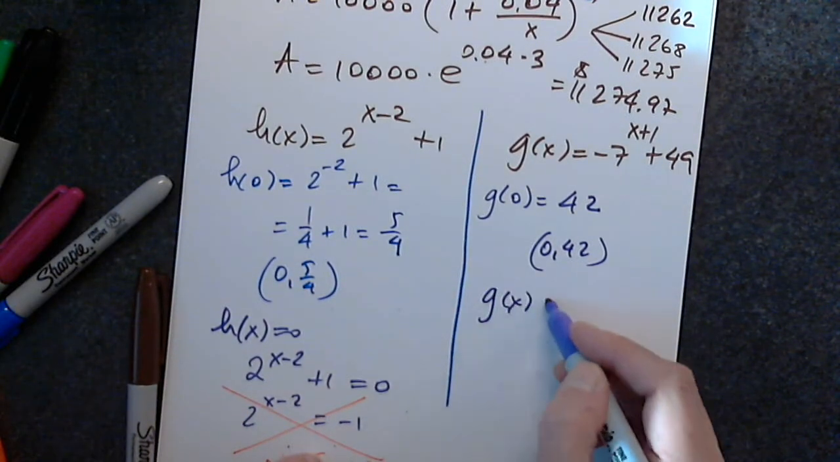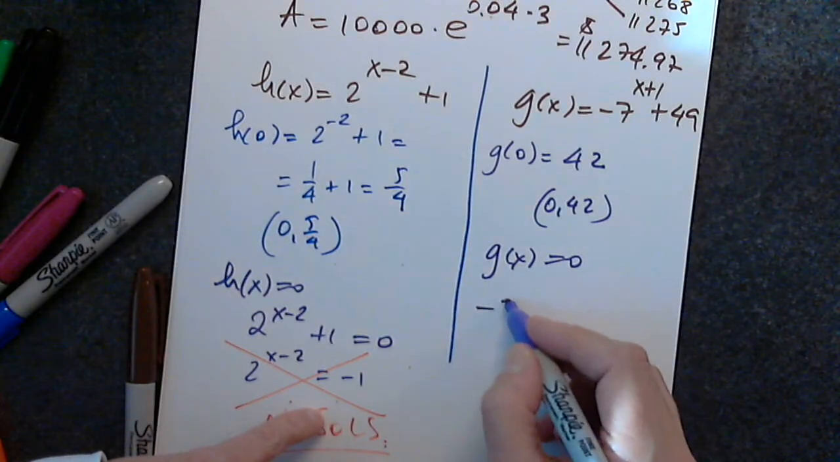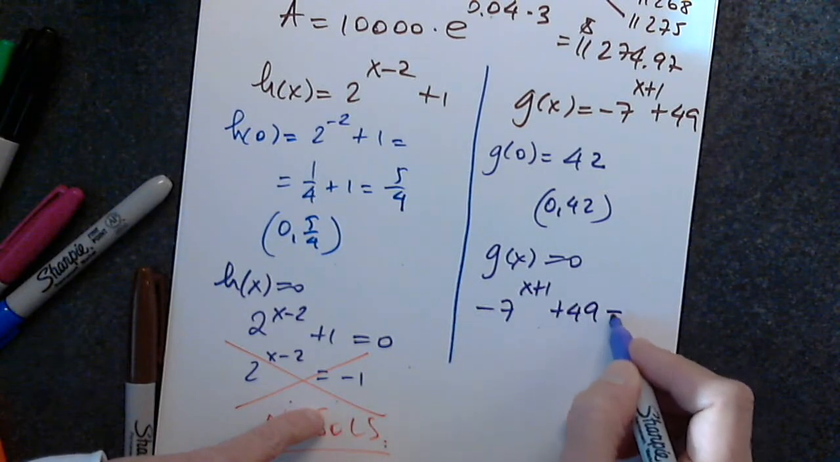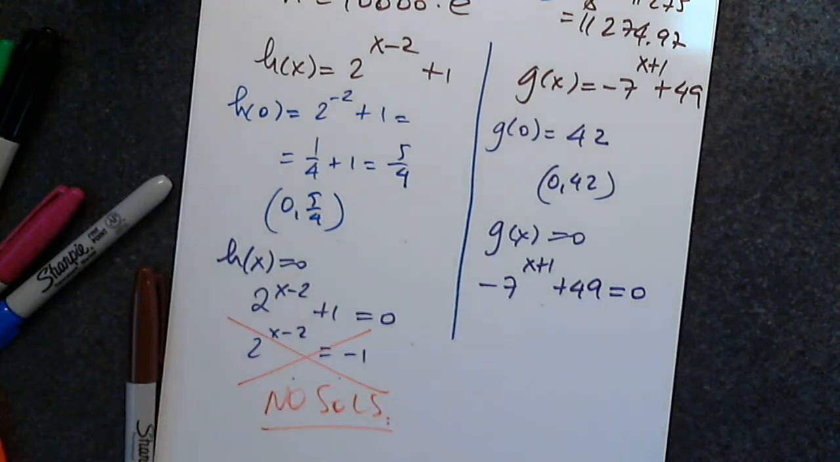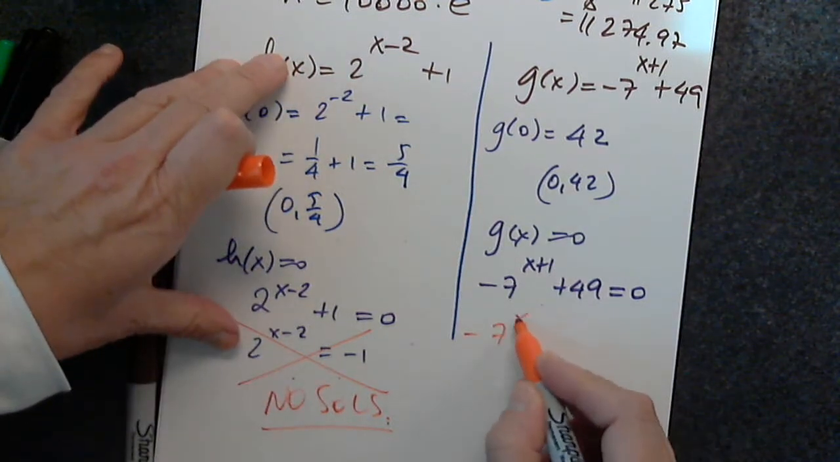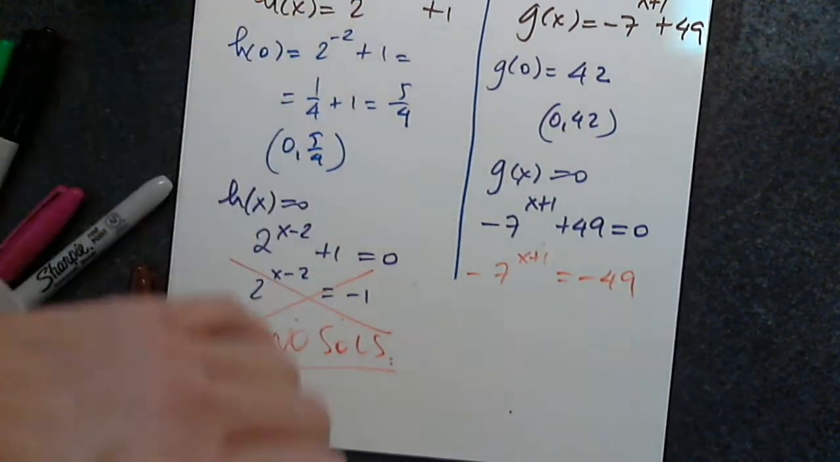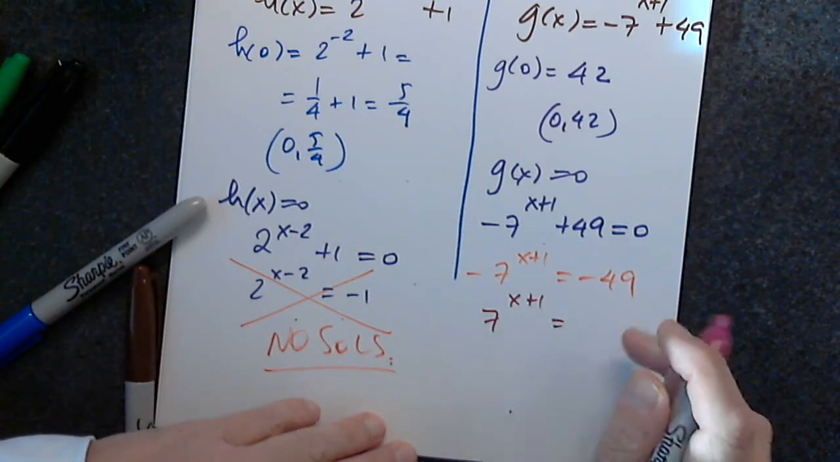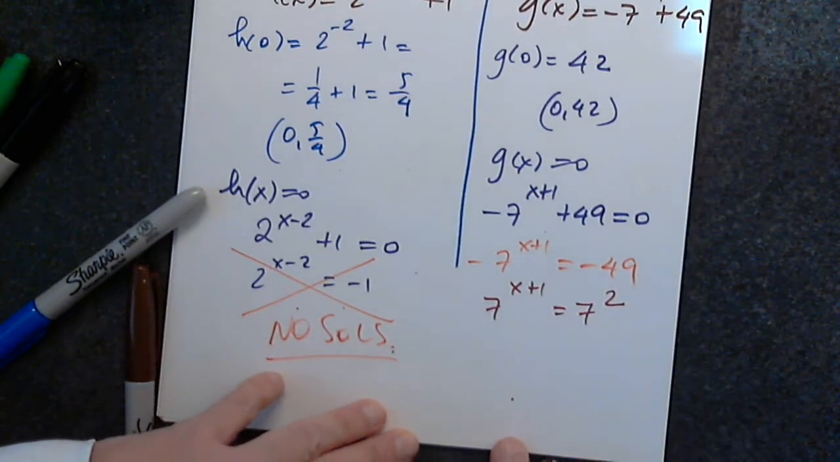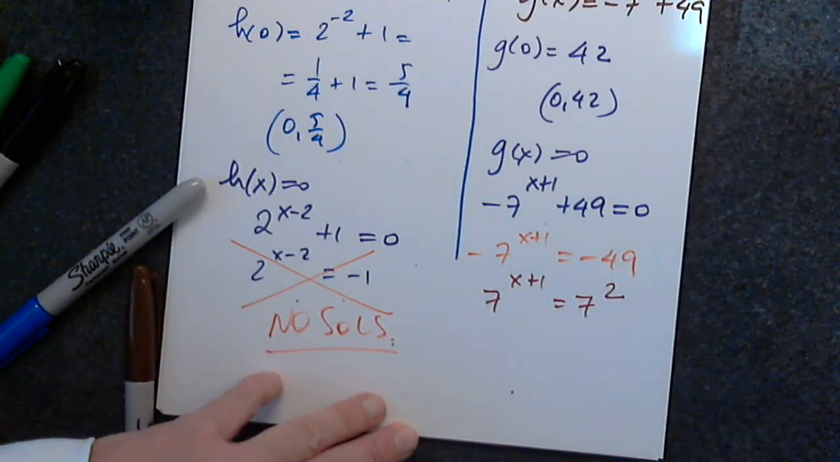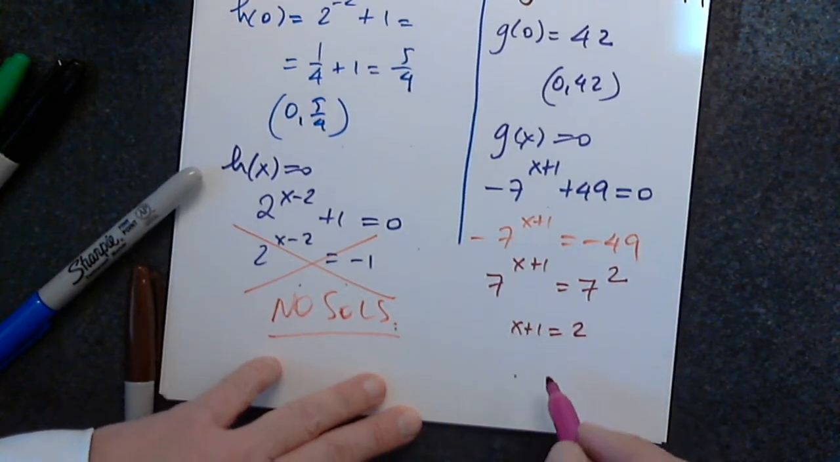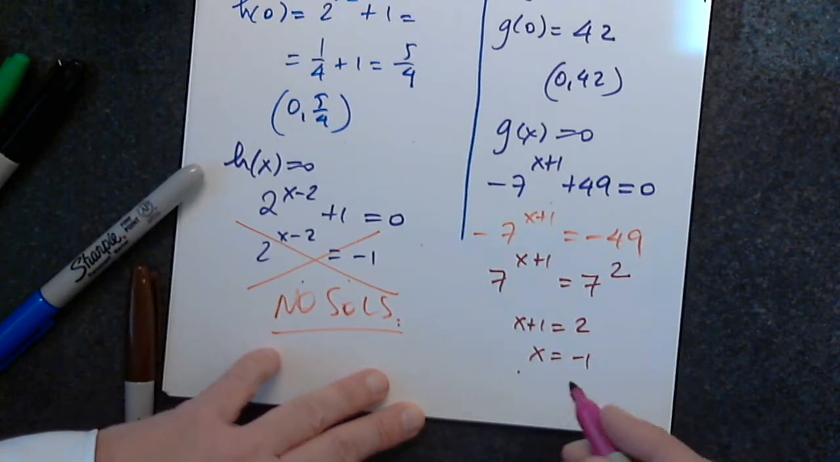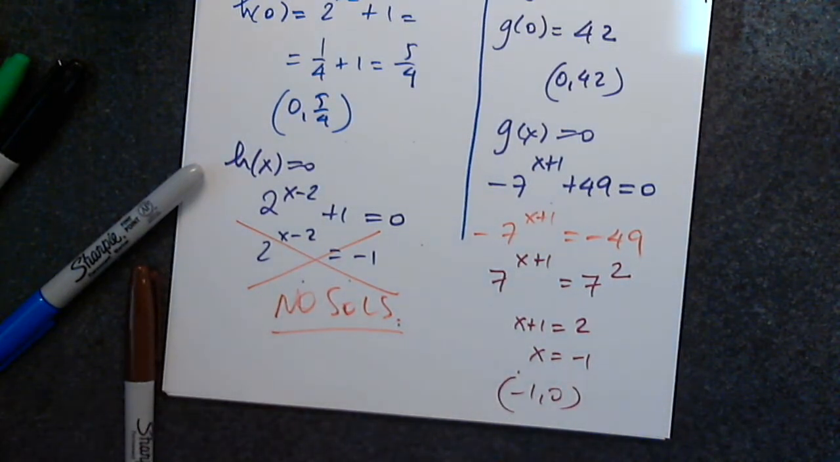Now the other one, g of x equals 0, means negative 7 to the x plus 1 plus 49 equals 0. What should I do first? Excellent. Well done. Negative 7 raised to x plus 1 equals negative 49. What do I have to do next, no matter what? Multiply by negative. Excellent. And also change 49 into 7 squared. Two numbers are equal and they have the same base. So therefore, x plus 1 must equal 2. So x equals negative 1. So this one has an x-intercept, which is negative 1, 0.